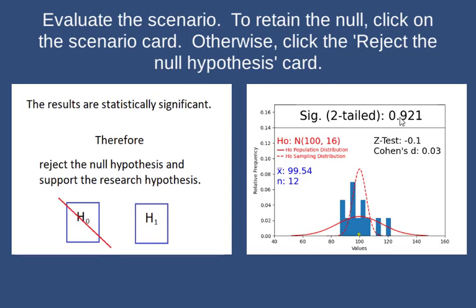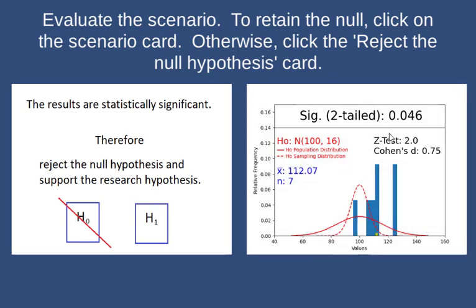Here we're going to be retaining because our significance two-tail of 0.921 is greater than 0.05. Here we get to reject. Significance is 0.046. Our Cohen's d is 0.75, so again, we notice a fairly large effect size.